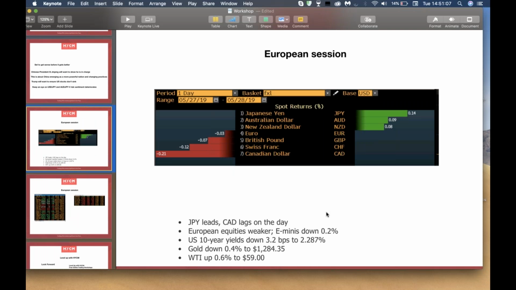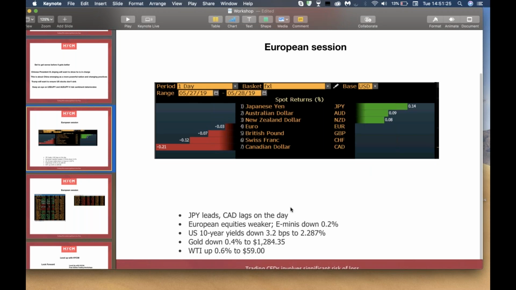Going out of the European morning session, we had the Japanese yen leading the session on the day, obviously starting to be bought up as risk sentiment was deteriorating. European equities were weaker, E-minis were down, yields were down, gold was down 0.4%, and crude was up 0.6%.